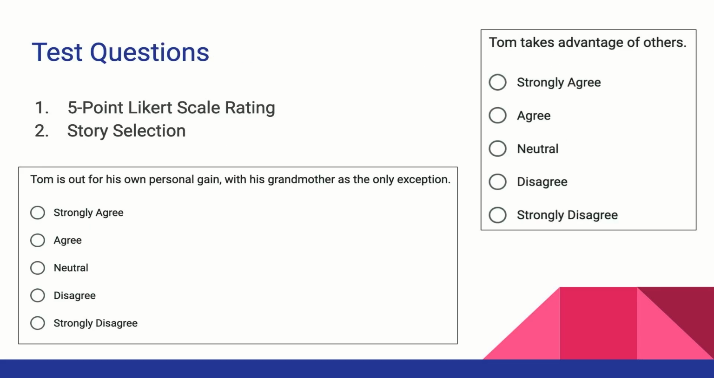So as with the original tests, we had 2 different ways of testing it. First, we would give them a set of statements and ask them to rate these statements on a 5-point Likert scale rating, from strongly agree, neutral, disagree, strongly disagree. These statements were also taken from the original 2019 paper. There were a few changes to a handful of questions because of the domain.